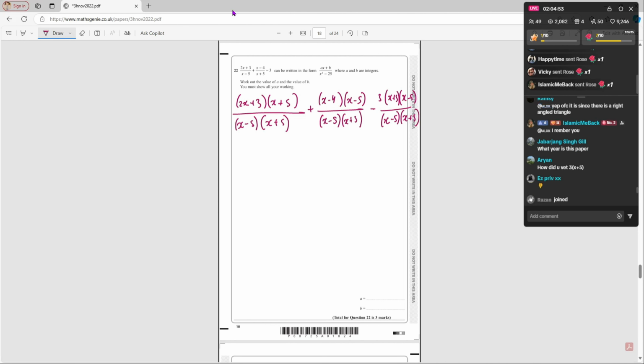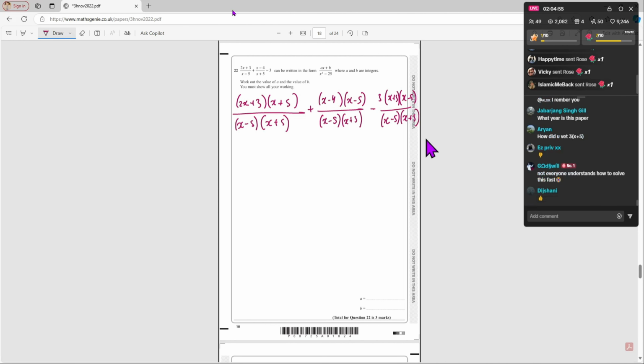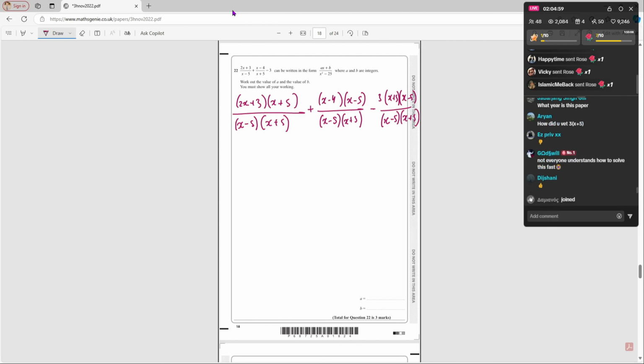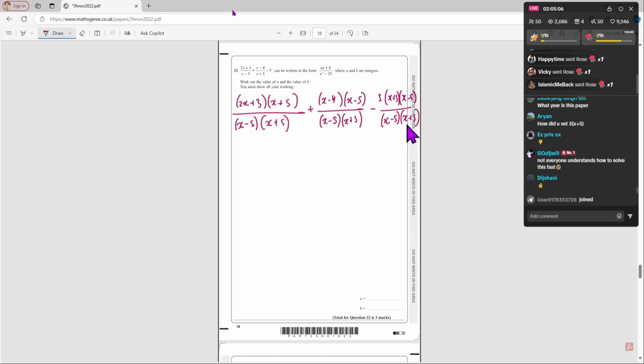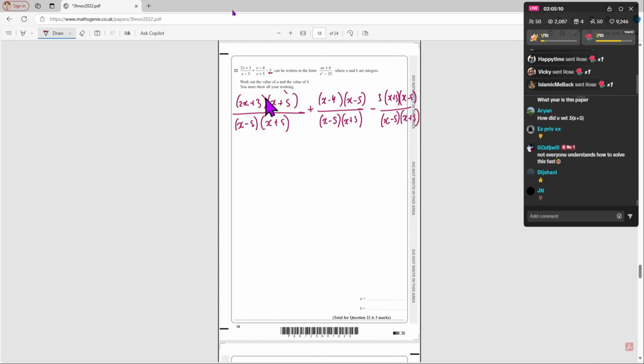How to get 3x plus 5 is because, since we are multiplying the denominator by x minus 5 and x plus 5, we're going to do the same with our numerator. Remember, we have nothing on the numerator for our 3. So we're going to do x minus 5 and x plus 5, and then we're going to do the same thing with our numerator. It's going to be our 3, and we're going to times it by that. Okay?